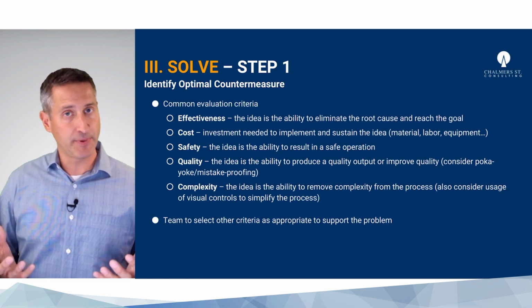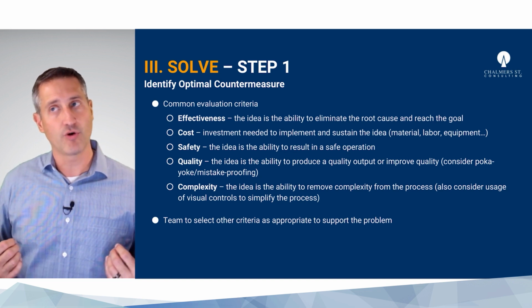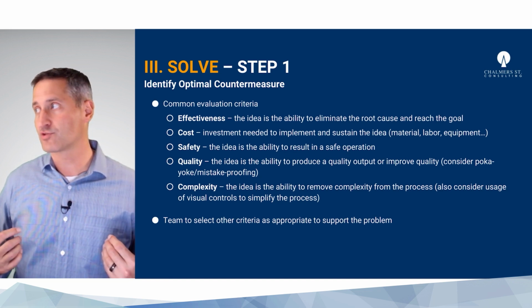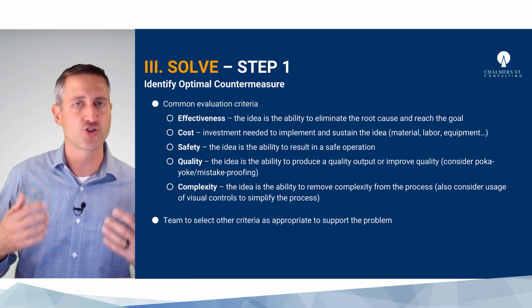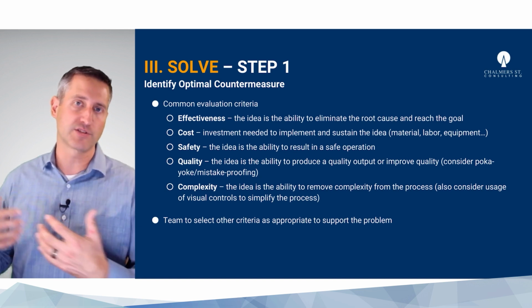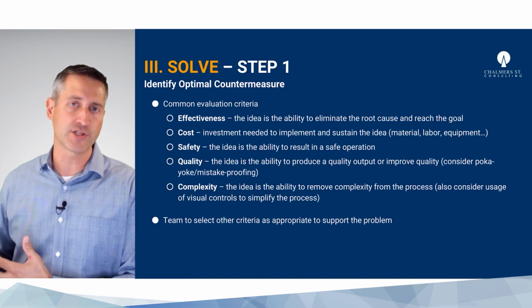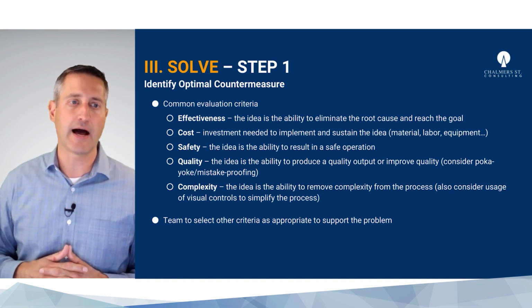Complexity, typically in processes, we want to try and reduce complexity. So is this making things more difficult, more judgments or decisions? Do we have to train people on something new? Adding complexity creates more potential for errors, and we'd like to avoid that. So we want to think about that when we're deciding on the optimal solution.